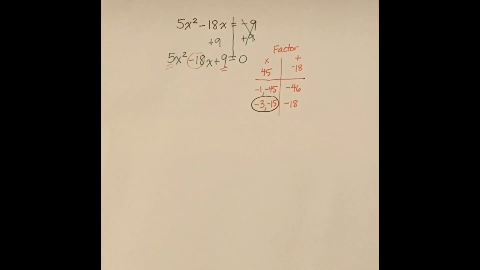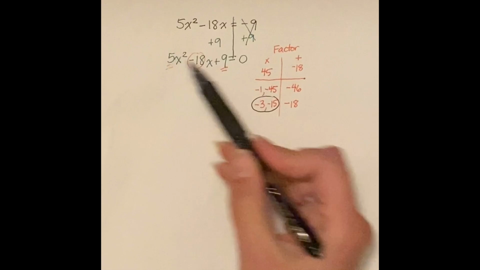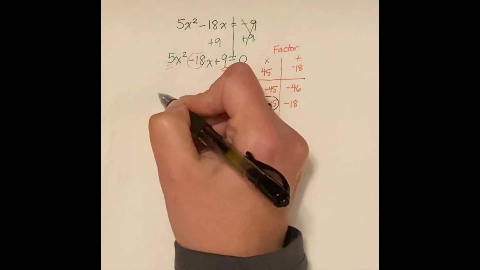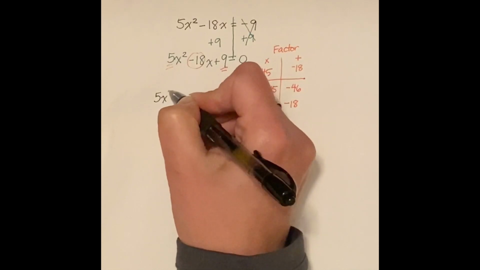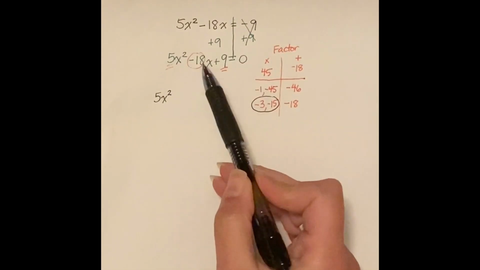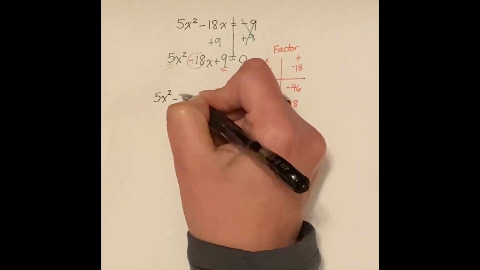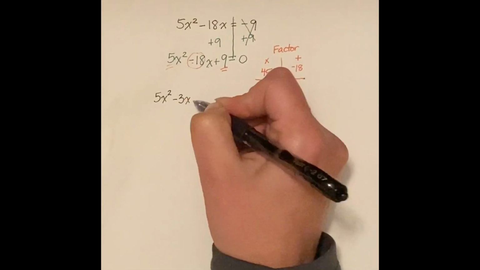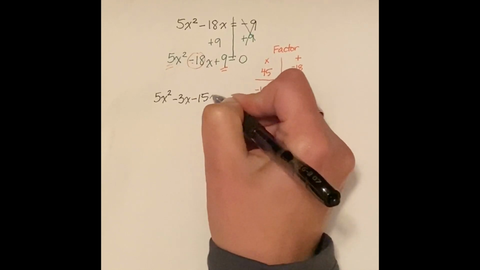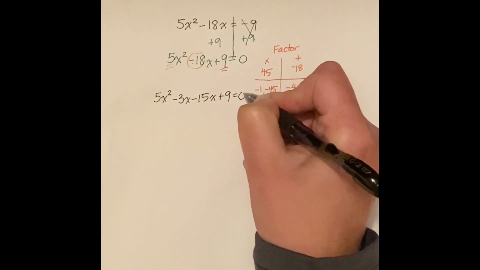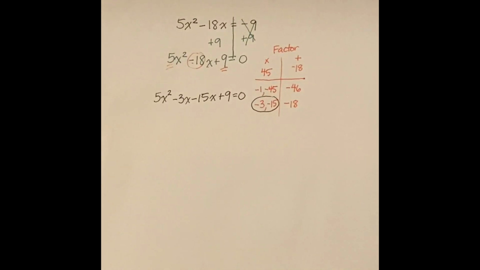Since our a value is not 1, we're going to use our magic numbers to replace our middle term. So remember that the first term stays the same, and instead of writing -18x, we're going to write a -3x and a -15x, and then don't forget about your positive 9 is equal to 0.